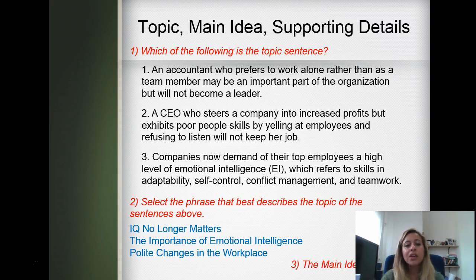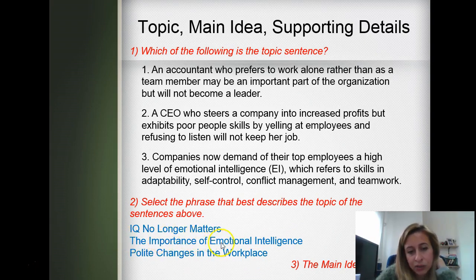So as you can see here, number 3 is the main idea. Most probably it's also the topic sentence of this whole text, let's say. And 1 and 2 are supporting details. So select the phrase that best describes the topic. IQ no longer matters, the importance of emotional intelligence, polite changes in the workplace.